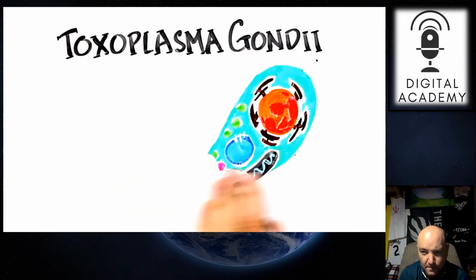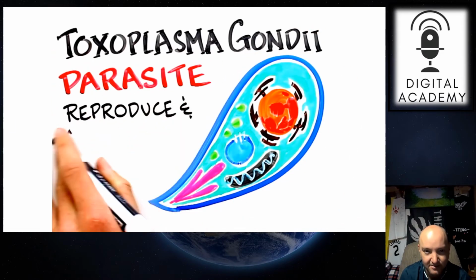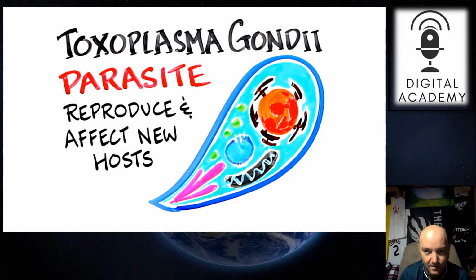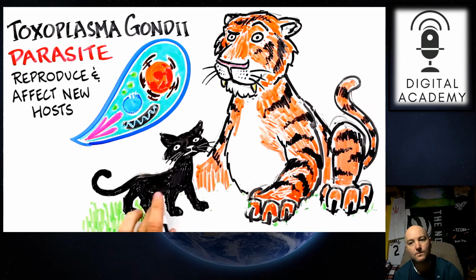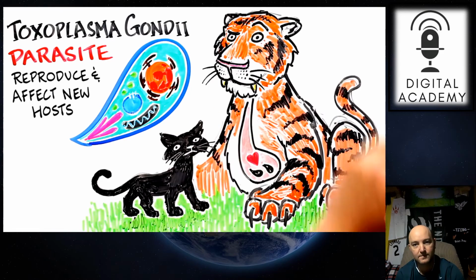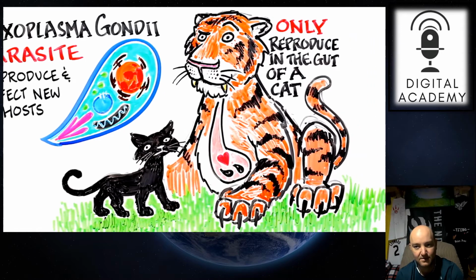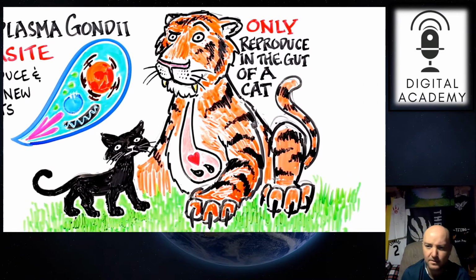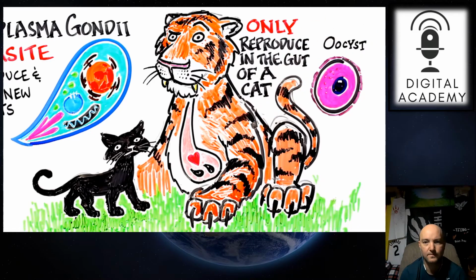Toxoplasma gondii is a protozoan parasite, and as a parasite, its goal is to reproduce and affect more and more hosts. The only place in the entire world that Toxoplasma can find a mate and sexually reproduce is in the gut of a feline, like a tiger, a lion, or more commonly, a cat. So the only way this parasite can reproduce is actually inside the cat's gut. Weird. Inside the cat's gut, the organism can recombine with other Toxoplasma genes, sexually reproduce, and create eggs called oocysts.